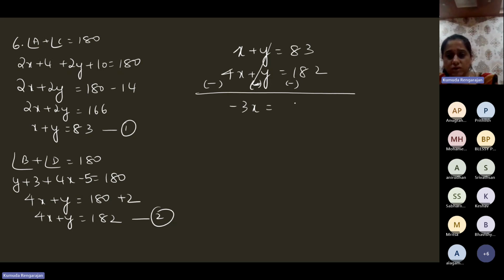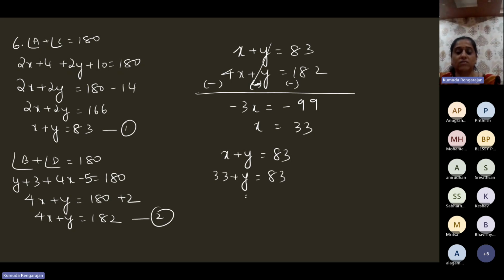Minus 3x is equal to minus 99. X is equal to 33. Correct. And on substituting, x plus y is equal to 83. 33 plus y is equal to 83. Y is 50. After this, you should find the angles, children.